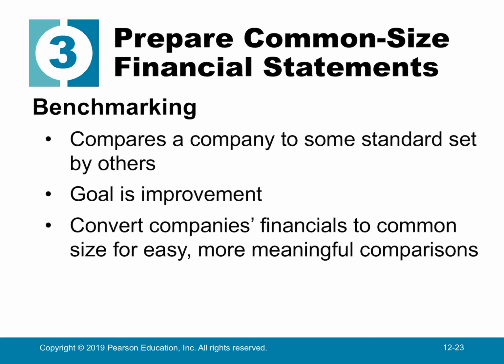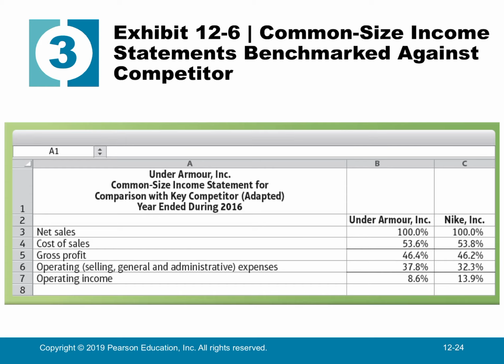In other words, if I compare Under Armour and Nike, Nike is a much larger company than Under Armour is, right? So if I look at their dollar amounts, all the dollar amounts for Nike are going to be larger. But how is that better or worse? It's hard to say. But if I create common size statements and I only look at the percentages, look how quickly I can draw some conclusions.